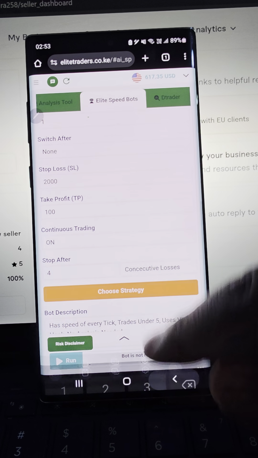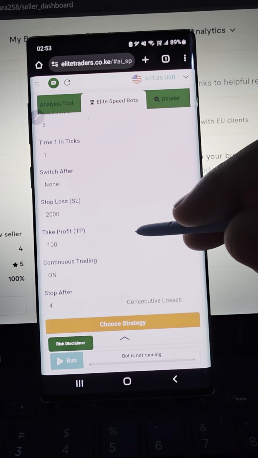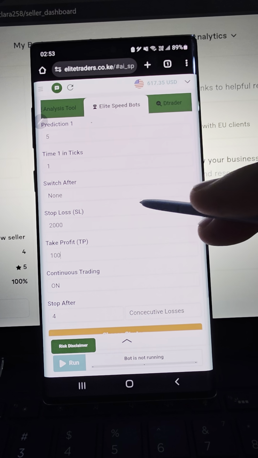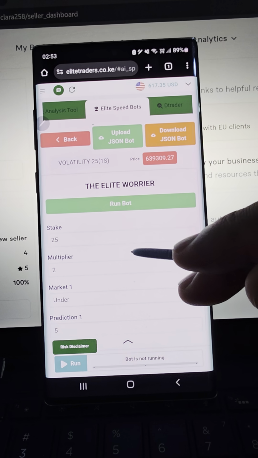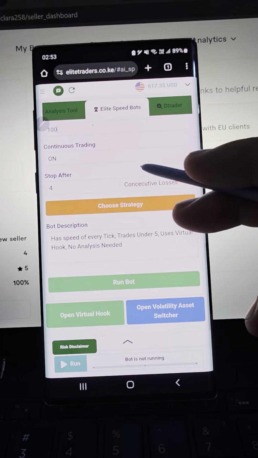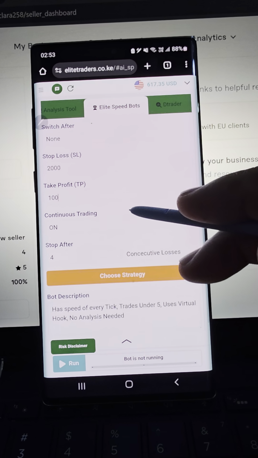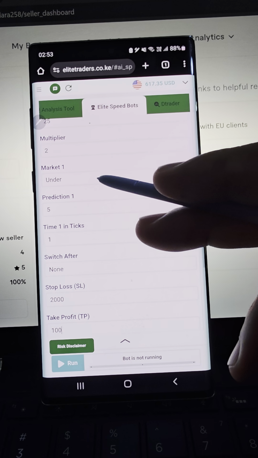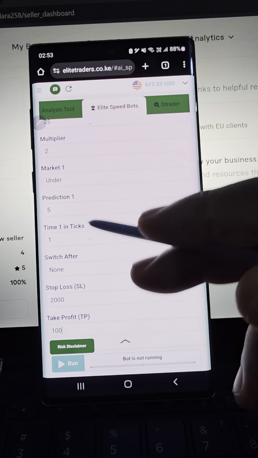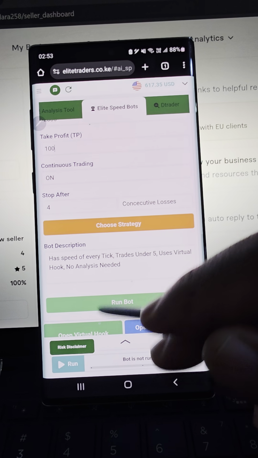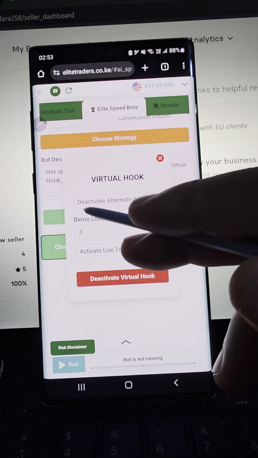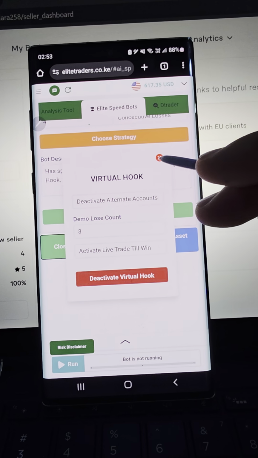Mambo ni pole pole. We are still pushing this account. Yesterday we were at 100 and we started at 129, so we are hoping to take it to like 2,000 or 3,000 by the end of this week. So with a stake of 25, we're trading under 5, no analysis needed. This robot is using virtual hook to analyze the market. I will explain later how the virtual hook works.